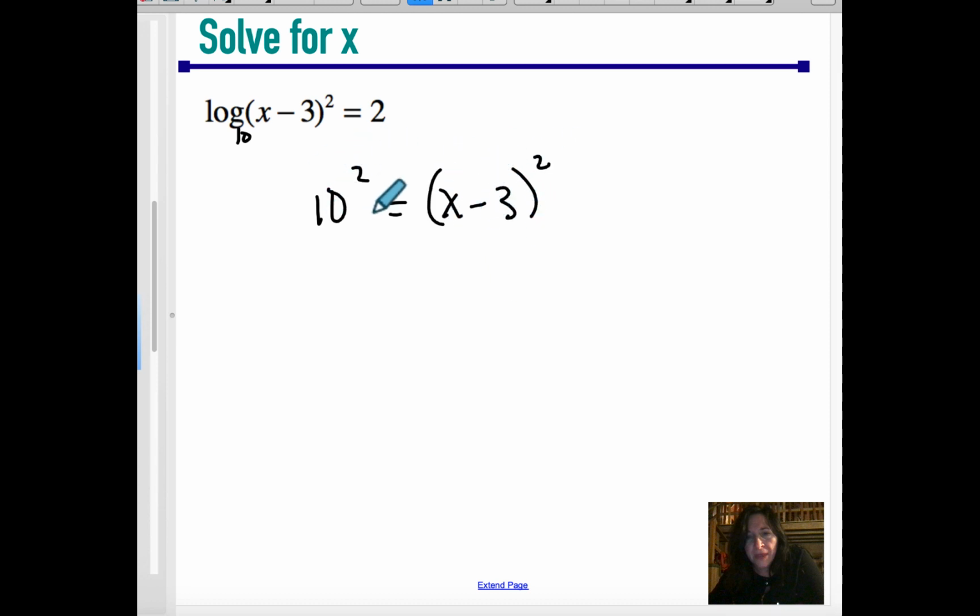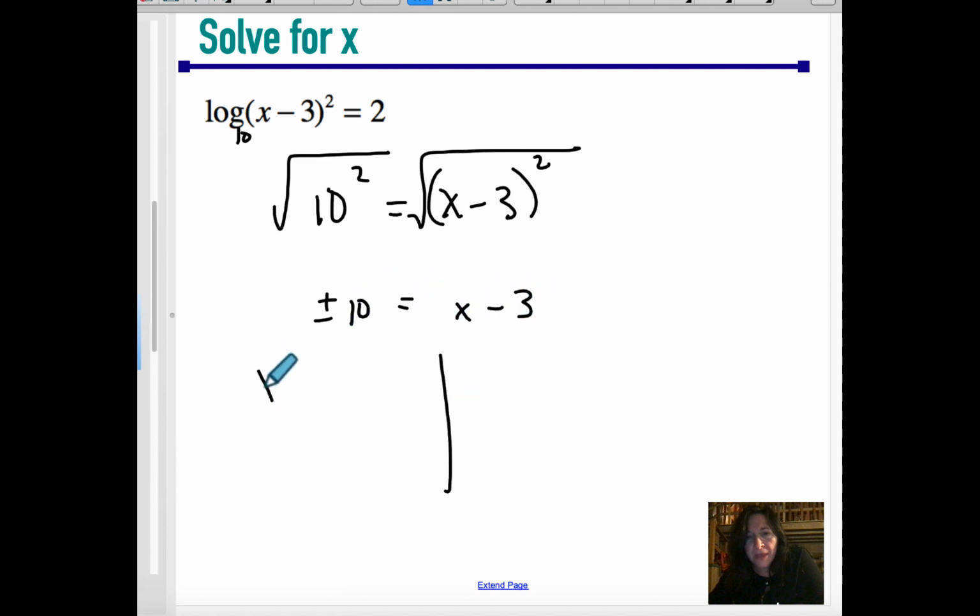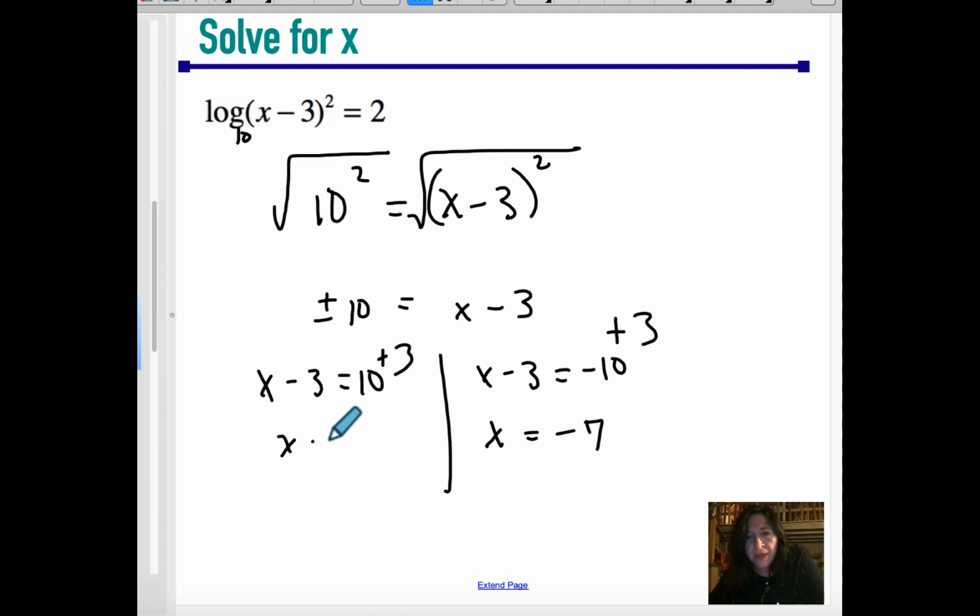You have an option. For me, I think I'd square root both sides, right? When you square root this side and you square root this side, this is going to be plus or minus 10 is equal to x minus 3. Split it up. You have x minus 3 equals 10, and you have x minus 3 equals negative 10. You have x equals, add 3 to that, I get negative 7. Add 3 to that, I get x equals 13.